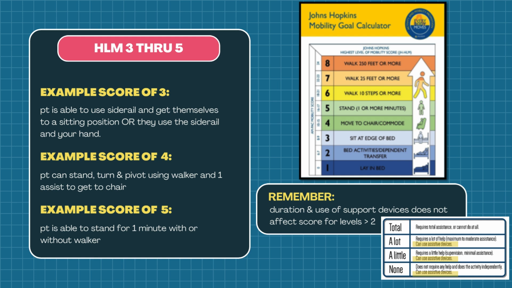Levels 3 through 5 involve more movement to include sitting at the edge of the bed, moving to a chair, or standing for 1 minute. Again, the use of assistive devices does not count against the patient. It's perfectly acceptable for a patient to use an assistive device.